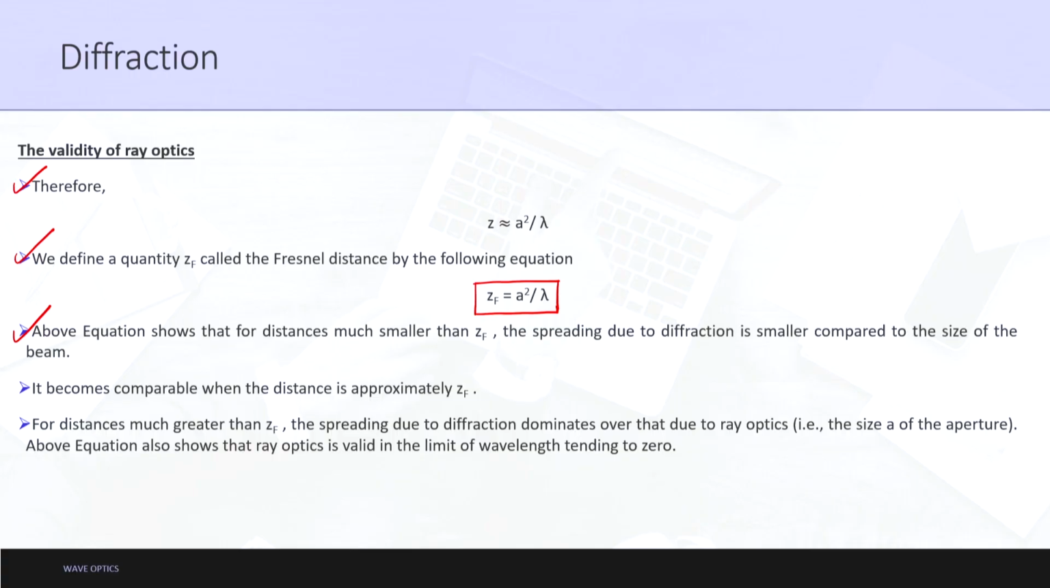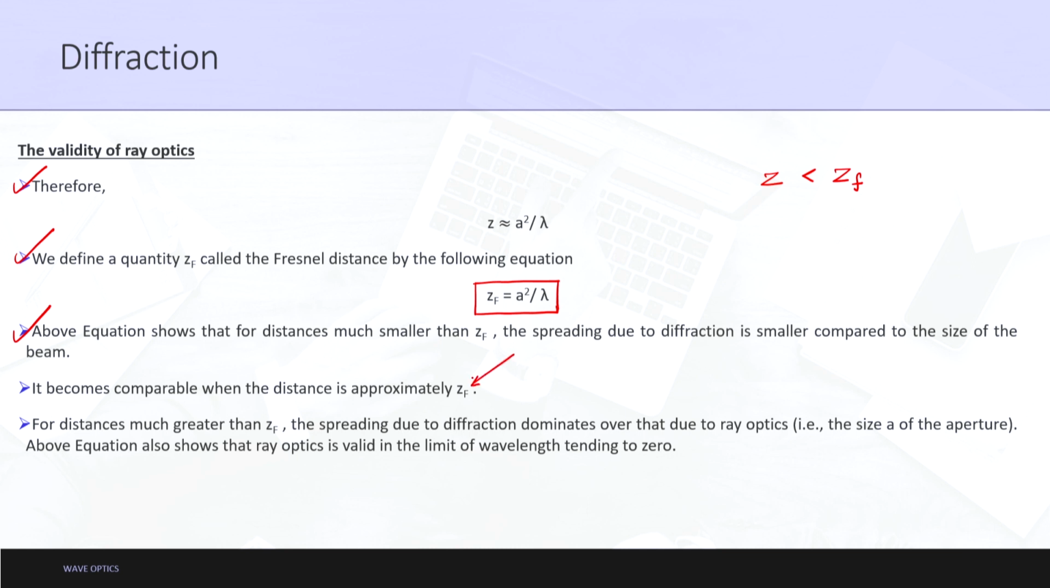This is only possible when the spreading due to diffraction is smaller compared to the size of the beam. So when I consider a z which is less than ZF, the spreading due to diffraction is very small as compared to the size of the beam. What is the beam being talked about here? Beam is the light source here. Okay, so it becomes comparable when the distance is approximately ZF.